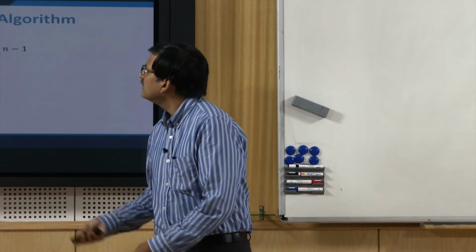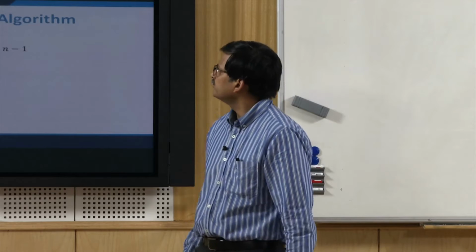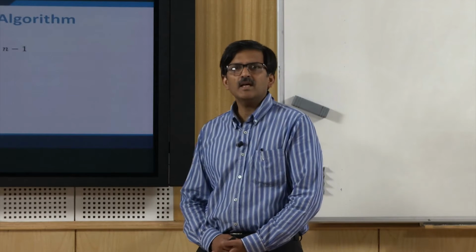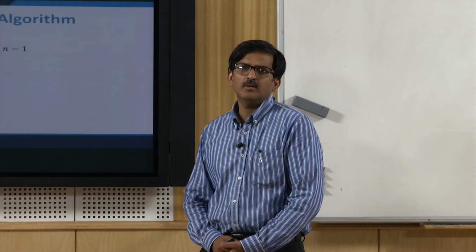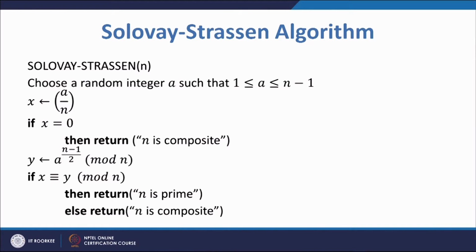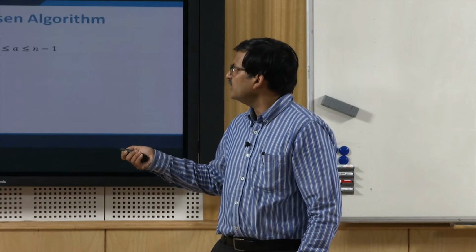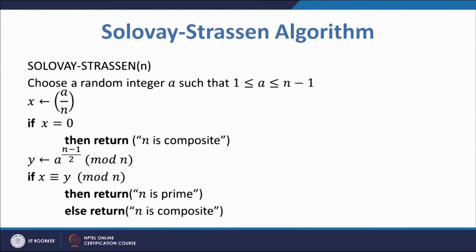Now, let us look at the Solovay-Strassen algorithm. In this algorithm our goal is to decide whether n is a prime number or not. So, the input is an odd number n and the algorithm goes in this way: we choose a random integer a between 1 and n minus 1 and then calculate the Jacobi symbol for it. So, this is the Jacobi symbol a by n, we store it in x. If the Jacobi symbol turns out to be 0, then we say that the number is composite.